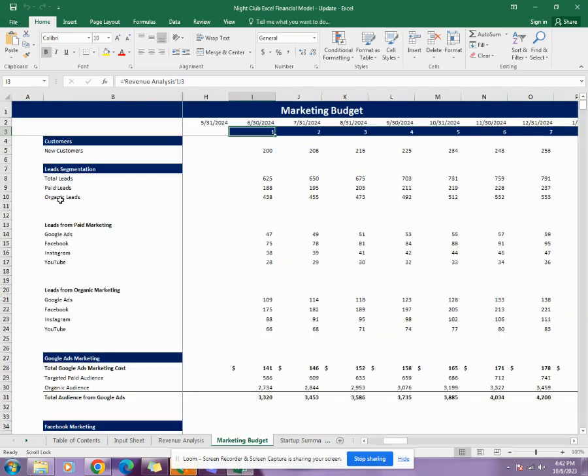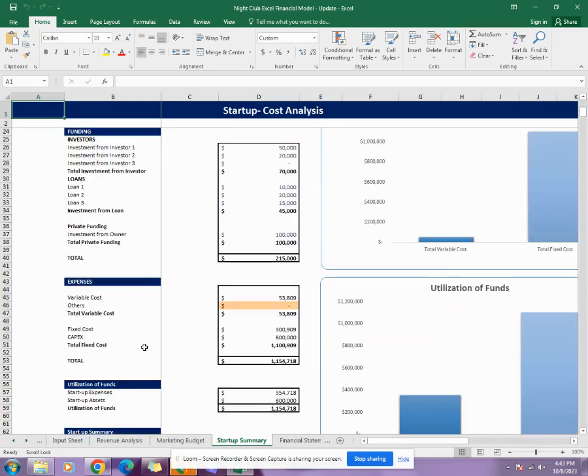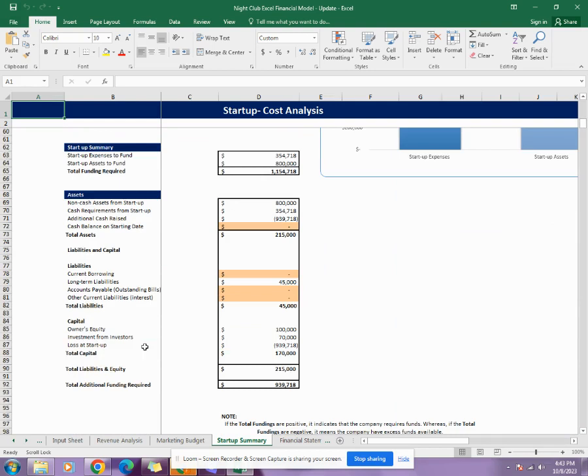Then comes the marketing budget. This sheet specifically tells you about the digital marketing cost that would be incurred in the next 60 months on a monthly basis. Then comes the startup summary. The startup summary, as you can see over here, gives you the summary of the first year of the business functioning. It includes the total funding, total expenses, total assets, liabilities, and capital of the business. It also helps in calculating the total additional funding that will be required by the business.